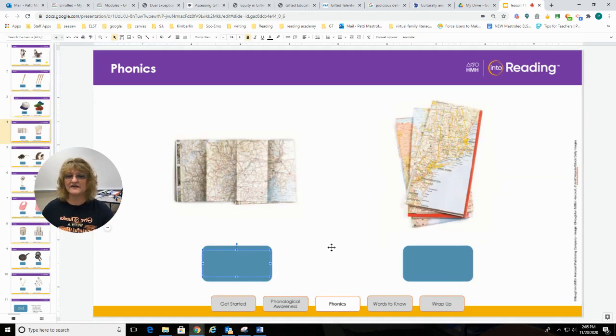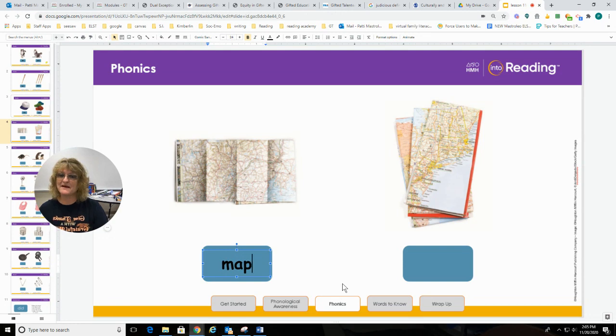Now I have one map, and then I have one, two, three maps. So let's see if we can do this. Map, one. But more than one, what do I add? You are right. We added S. So now we have maps, which means more than one. So map and maps. Take off the S. Now it's one. Add the S. Now it means more than one.